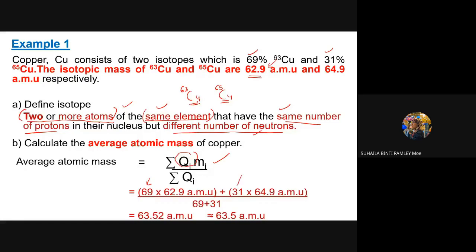Same goes for copper 65: 31% times mass 64.9. And this one is the summation of the percentages. Okay, final answer, we have 63.52 amu. Okay, why here do we need to round off to 63.5?